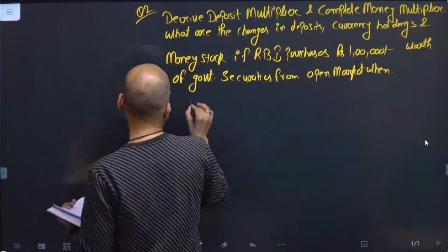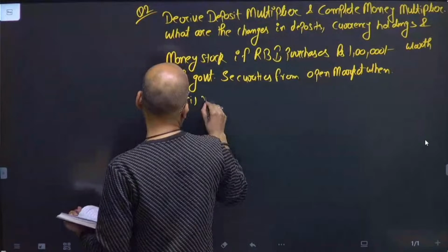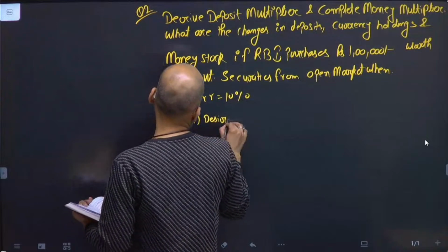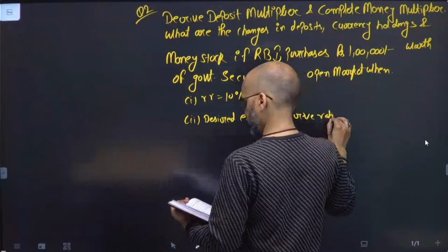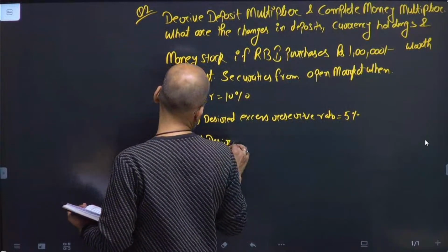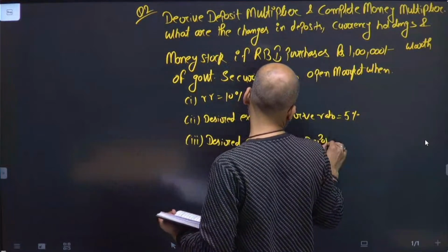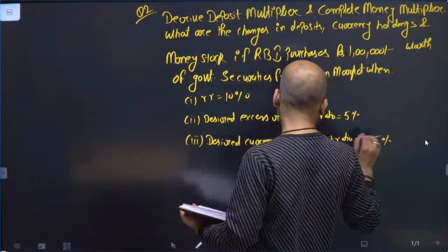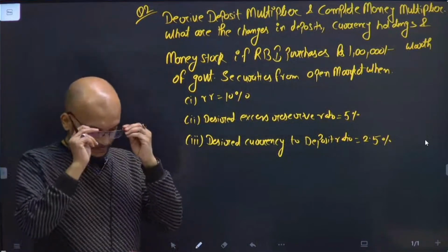When RR is 10%, desired excess reserve ratio is 5%, desired currency to deposit ratio is 2.5%. Do it. Try it out, everyone.